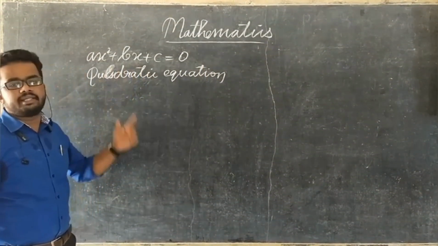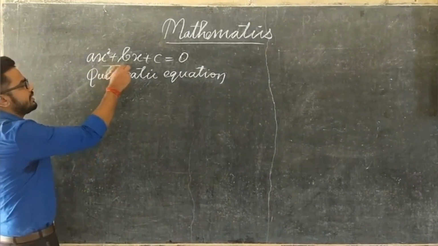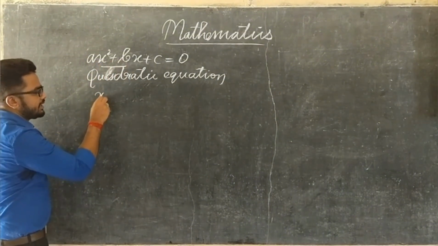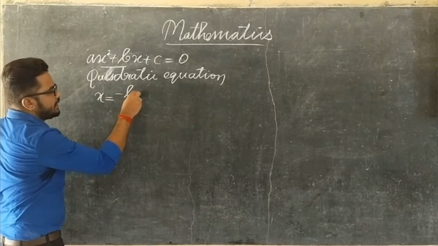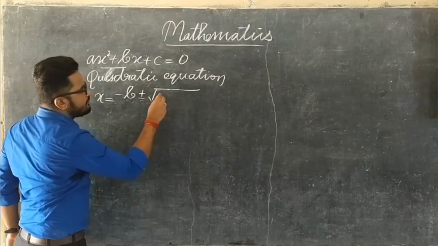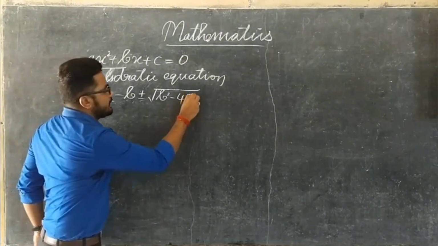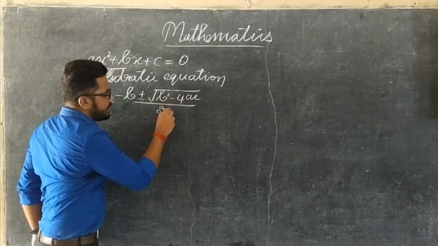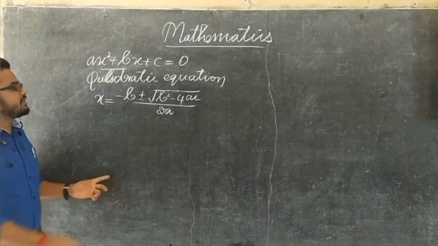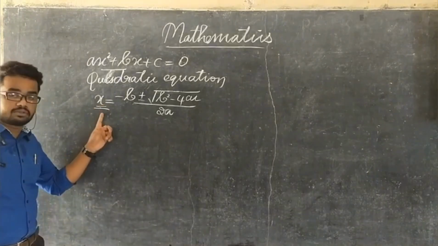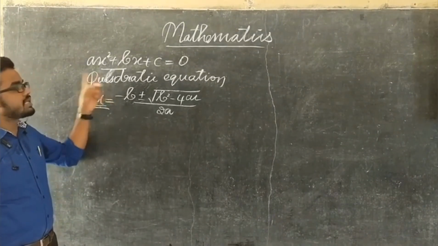How can we find the nature of a root? How can we find the roots of an equation? It is already familiar: x equals minus b plus or minus root of b square minus 4ac, divided by 2a. Without finding the roots, we can discuss the nature of the roots.